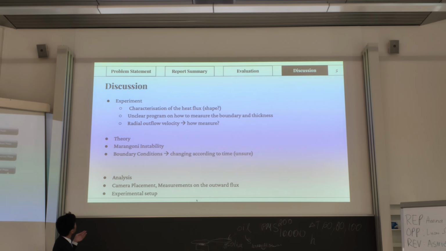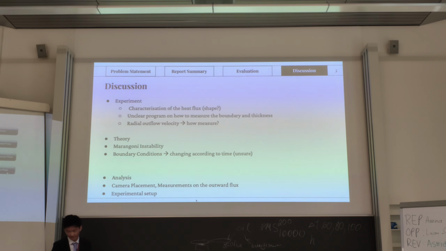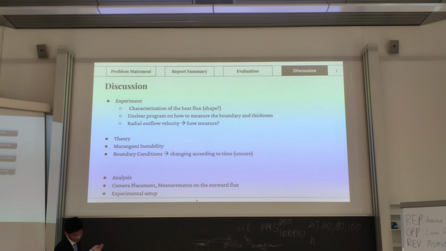And also, it's not very clear how you measured the boundary angle, and also the thickness. I wouldn't suggest using a ruler. Instead, you can color the cooking oil with, for example, some dye, and then you can use some ranges to measure how exactly the thickness changes. And also the radial velocity, it's not very clear how they measured it. They appear to use some computer, but it's not very clear exactly what they did there.